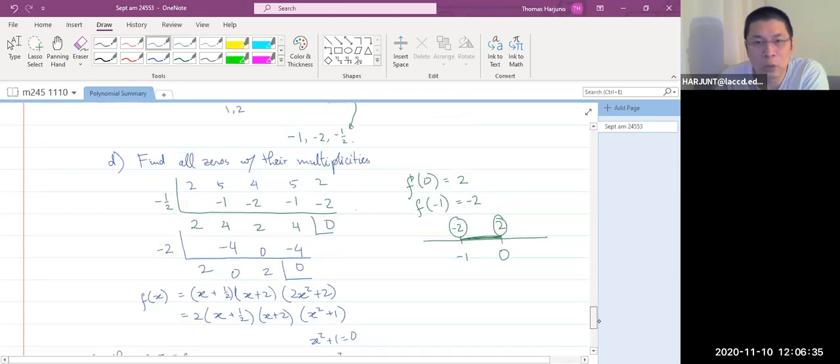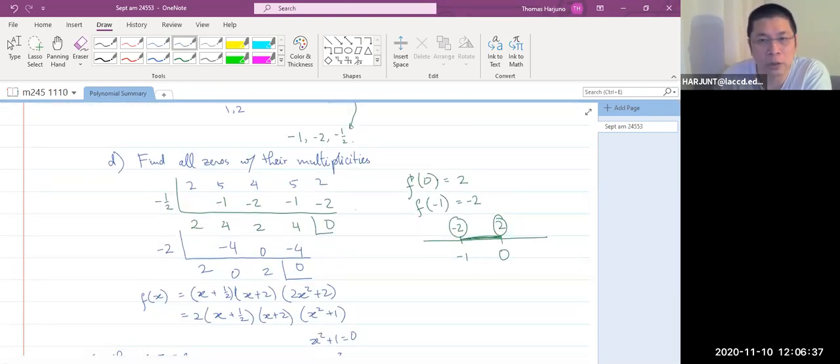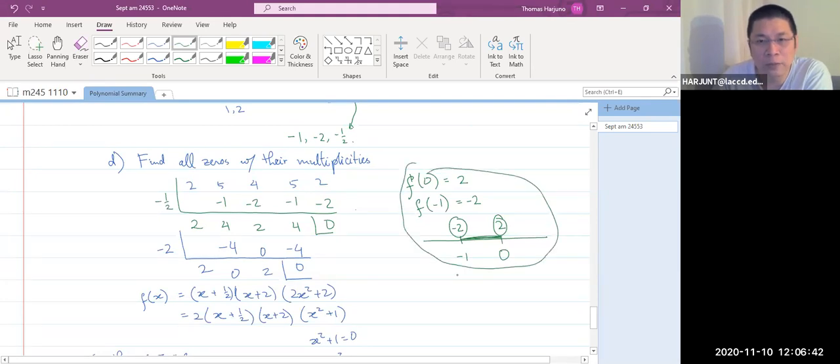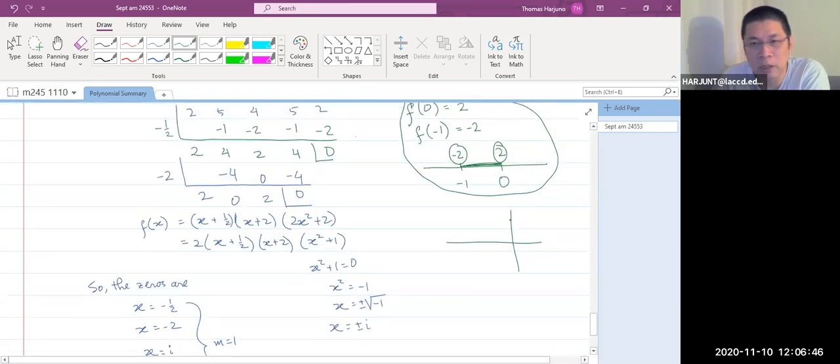Okay. Now you see that one of the critical steps here is that you identify that, you know what, f(0) and f(-1) give you opposite signs. f(0) is 2, f(-1) is -2. So because a polynomial must be continuous, there must be a zero between -1 and 0. So that's why I chose to use -1/2.